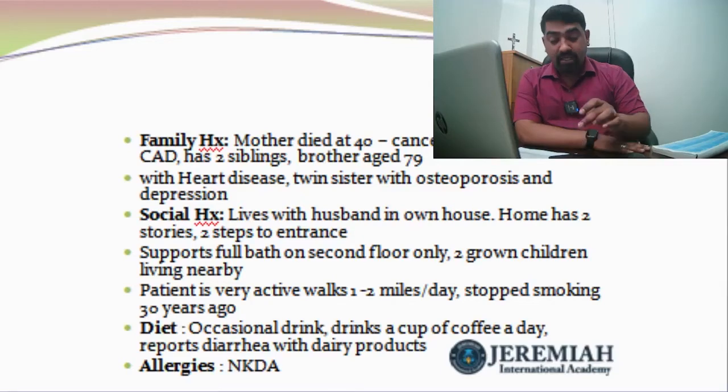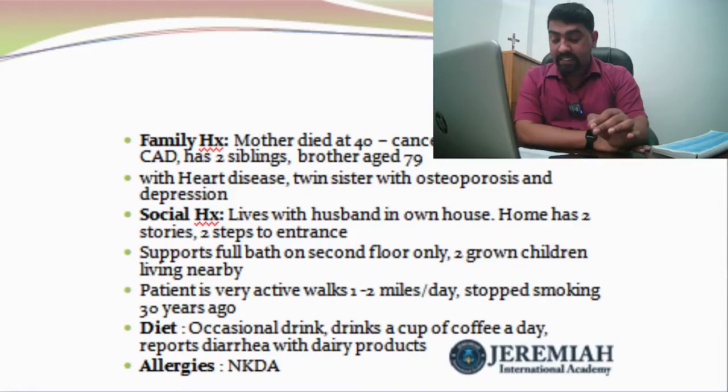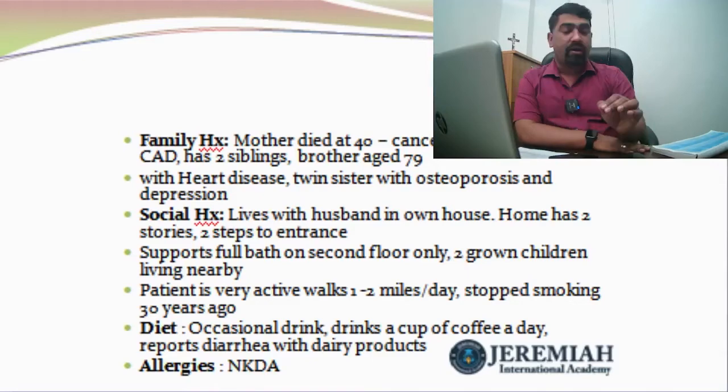Based on that you have to understand whether it is relevant or not, and based on that you have to look forward. Social history: lives with the husband in own house, home has 2 stories and 2 steps to entrance, supports full bath on 2nd floor only, 2 grown children living nearby. Alright, this is the information which is given in the session.